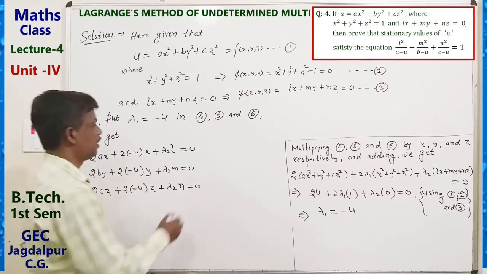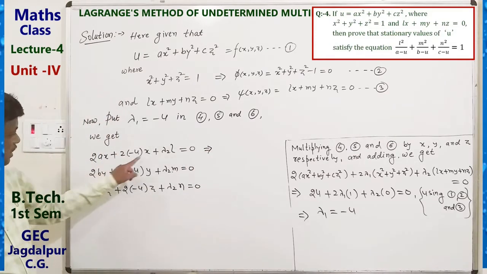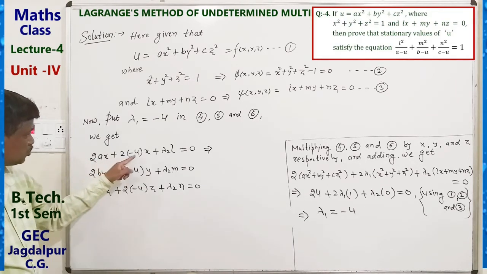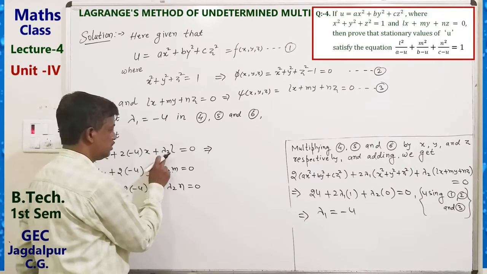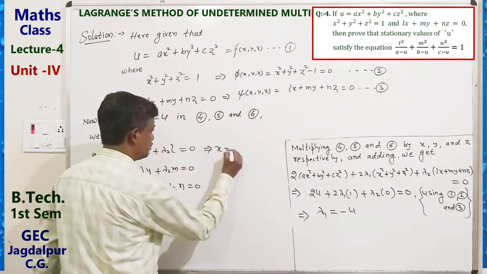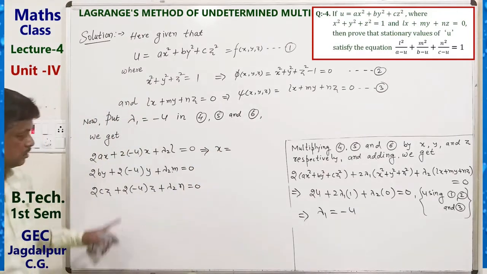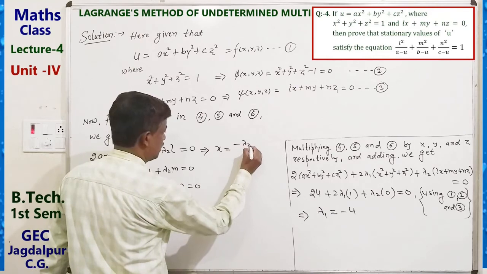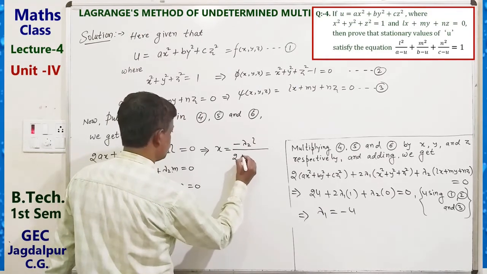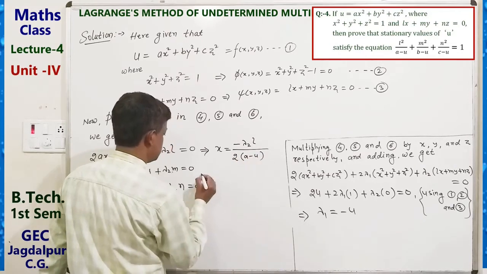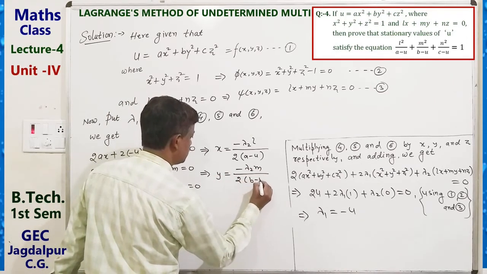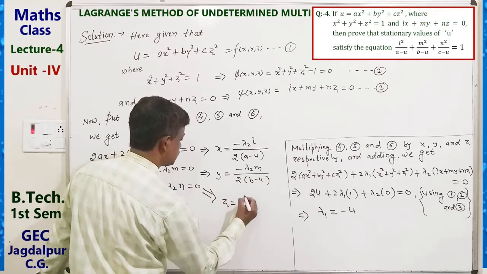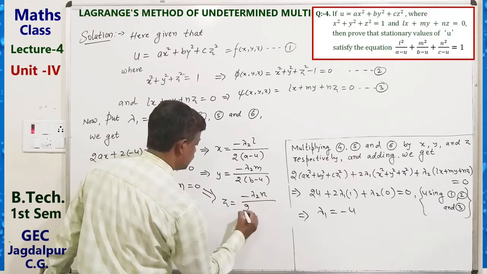So from this relation, see here x can be taken common. So 2a minus 2u, we can write x equals to minus lambda 2 L upon 2 into a minus u. Similarly, from this relation, y equals to minus lambda 2 m upon 2 into b minus u. From this relation, z equals to minus lambda 2 n upon 2 into c minus u.